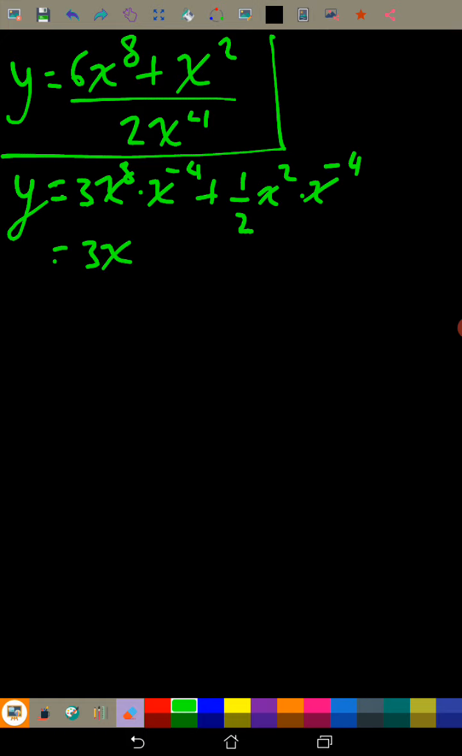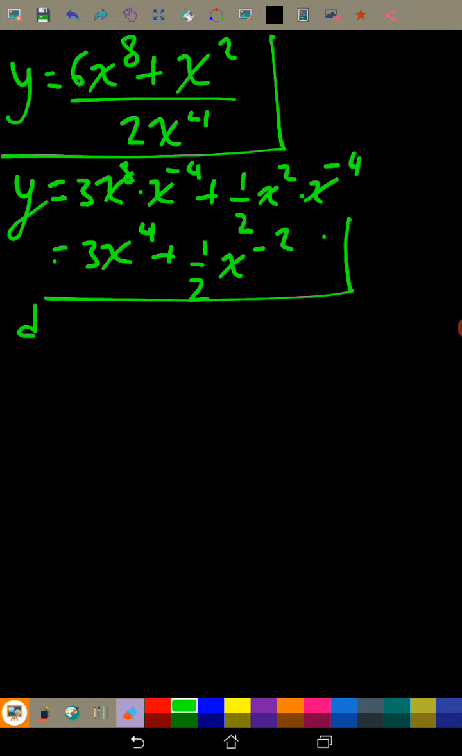Here we have the power rule, for no power with product, I think, or product with power, I'm not sure. This is going to be 4 plus half x to the power of minus 2. So we have this new equation, and let's try to find the dy by dx.